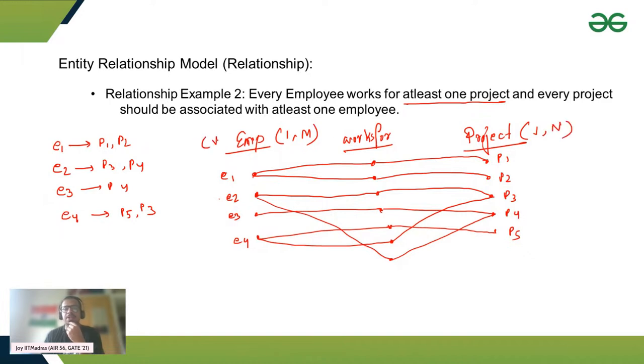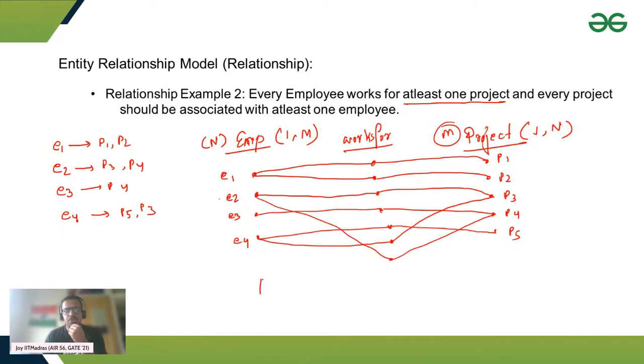Suppose in total I have N employees and M projects. That means an employee can be associated with at most M projects, and a project can be associated with at most N employees. That means all the employees could be working in a particular project. So that is the scenario.